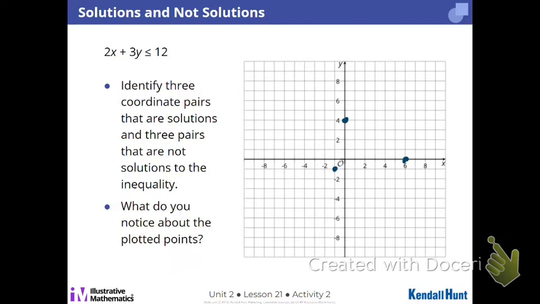What are some more points that are true? What if we did 2 with 3? 2, 3. Let's see. 3, 2, my bad. So 6 plus 6. 2, 3 and 3, 2 work. They're the same. Okay, those both work. Give me some other points that work.